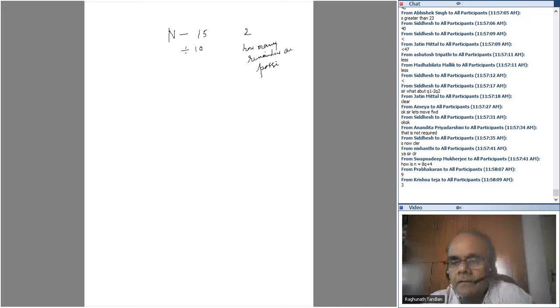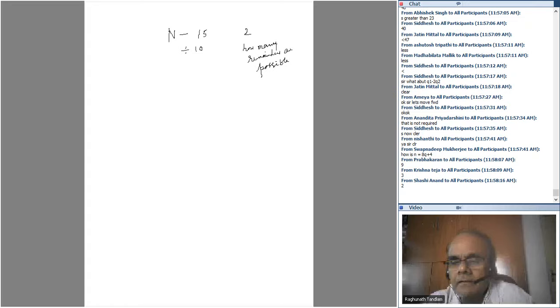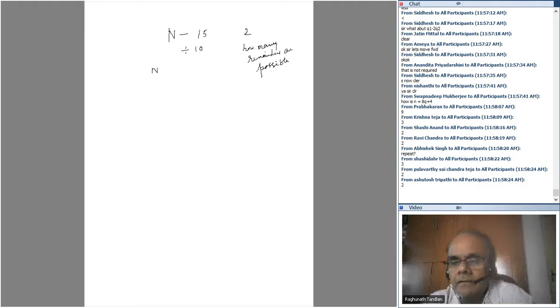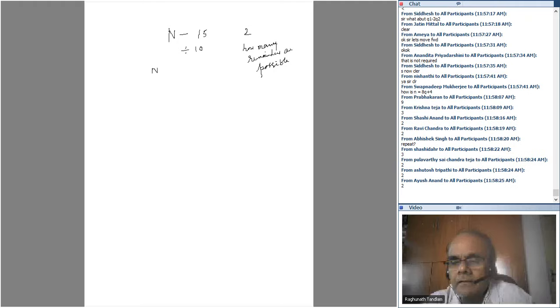Let's see how many remainders are possible. I'm not saying what the remainders are. How many remainders are possible? I'm giving a question: a number divided by 15 leaves a remainder 2. If I divide by 10, how many remainders are possible?